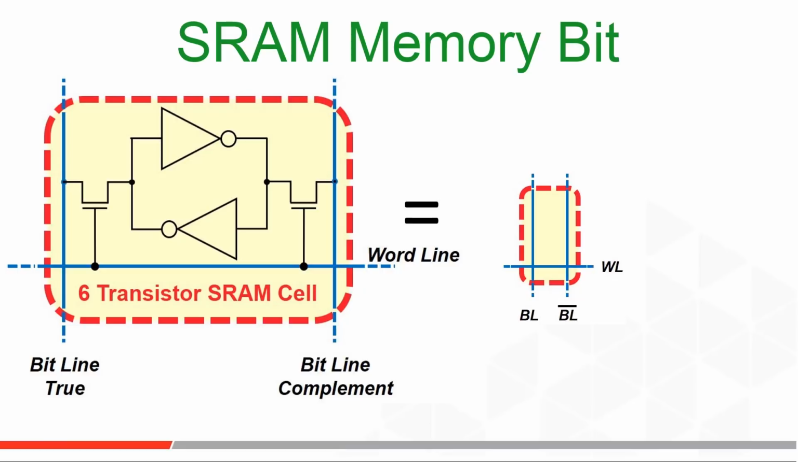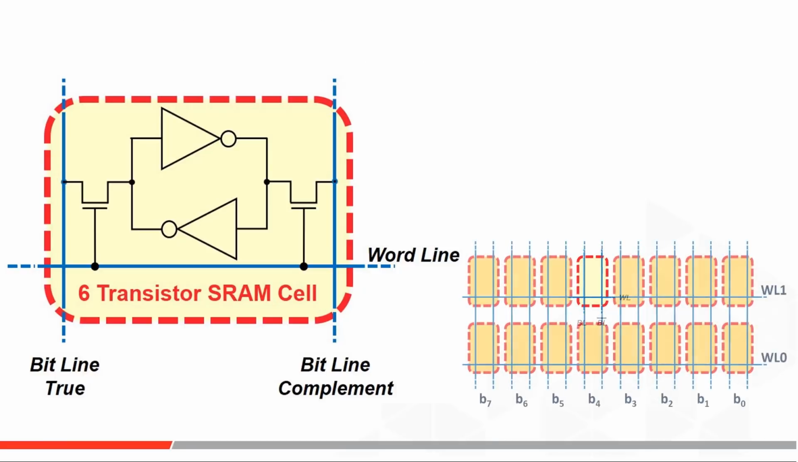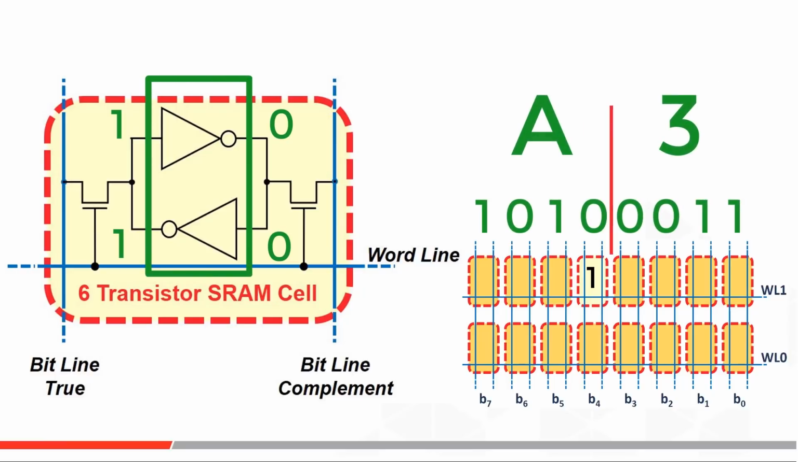6 transistors make up 1 bit. And these bits are packed together in a row and column array to make up bytes and words of memory as you need. These two inverters feed back on each other. Let's say you write A3 hex into this byte of memory.